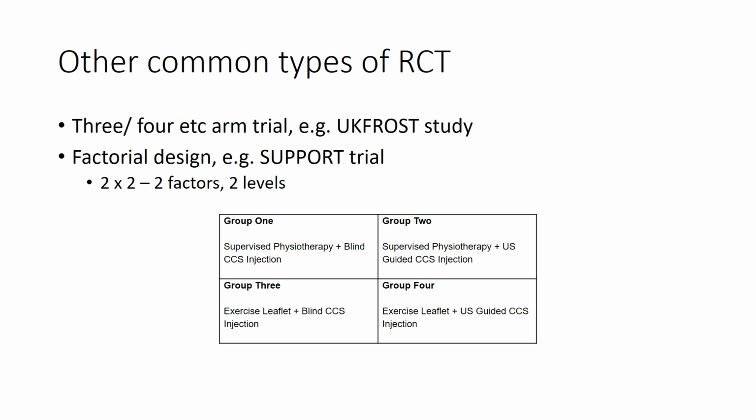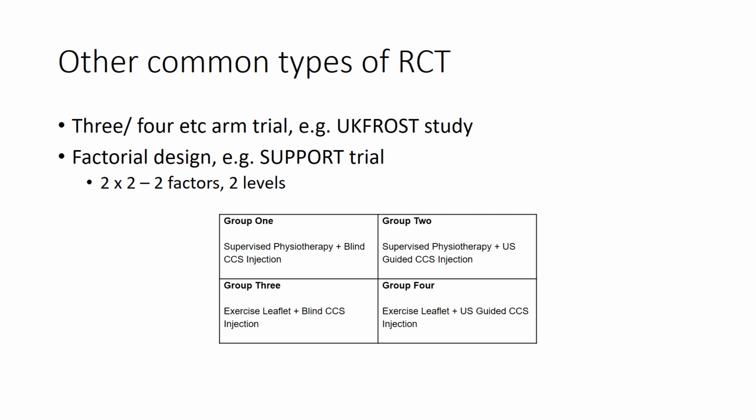There are other examples of randomized trials with 3 groups, 4 groups. So for example, the UK Frost study will be published shortly. This was a 3-group randomized controlled trial, sometimes called a 3-arm randomized controlled trial, which can be a bit confusing in the shoulder world when you're talking about arms and shoulders rather than groups. But essentially, the UK Frost study randomly allocated people to a program of physiotherapy and manipulation under anaesthetic or a capsular release.